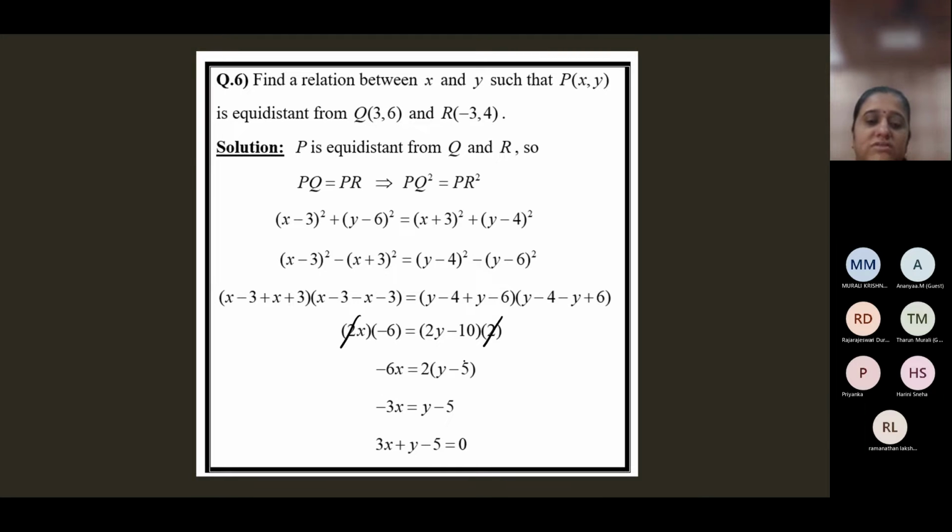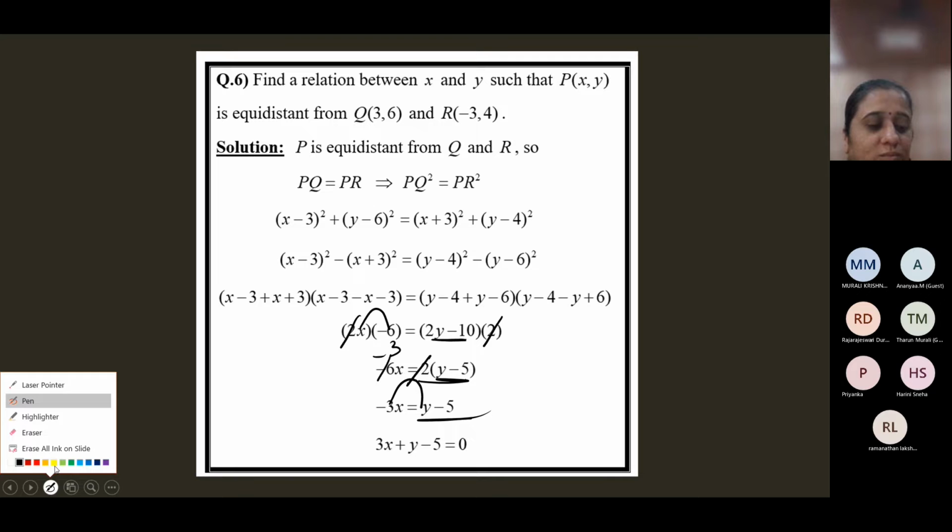Two gets cancelled on either side. Minus 6x, and then I've taken 2 common here. So 2 ones are 2, minus 3 times x. So minus 3x is equal to y minus 5. Then when you transpose, 3x plus y minus 5 is equal to 0.